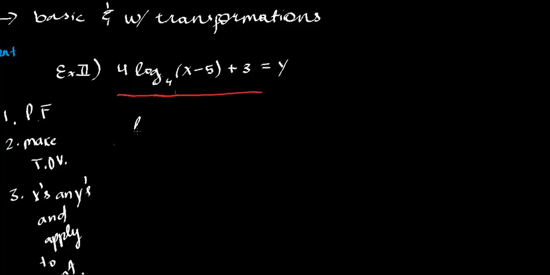So we got our log, of course. So just eliminate all these crazy transformations. The base always remains the 4. We got an x. Forget the 5, forget the 3 equals y. This is our basic parent function in log form.